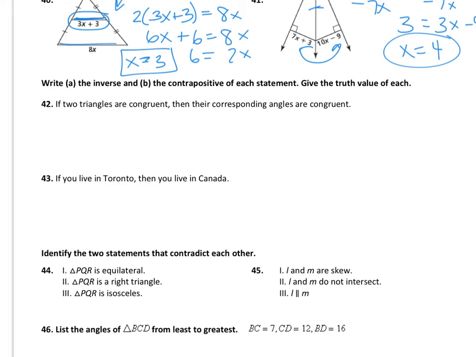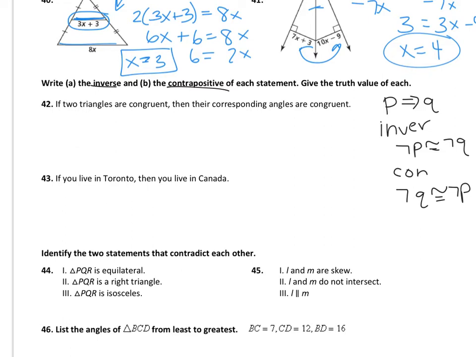Write the inverse and contrapositive. So if you have P implies Q, the inverse is not P implies not Q. And the contrapositive is not Q implies not P. Or you can use this symbol as the same thing as not. These two are the same.